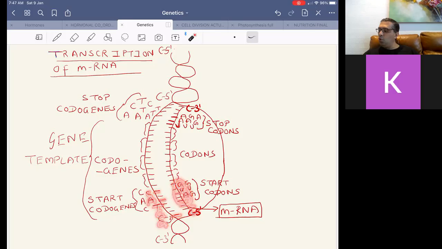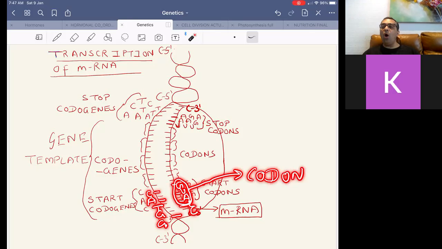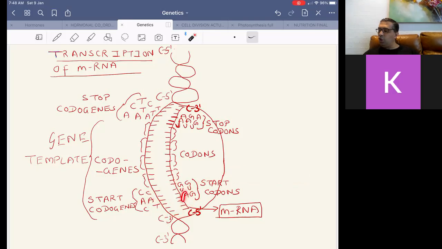AUG is something called a codon, and the codon attracts an amino acid and begins the process of protein synthesis. AUG is the first codon, which is called the start codon. So which is the start codon?